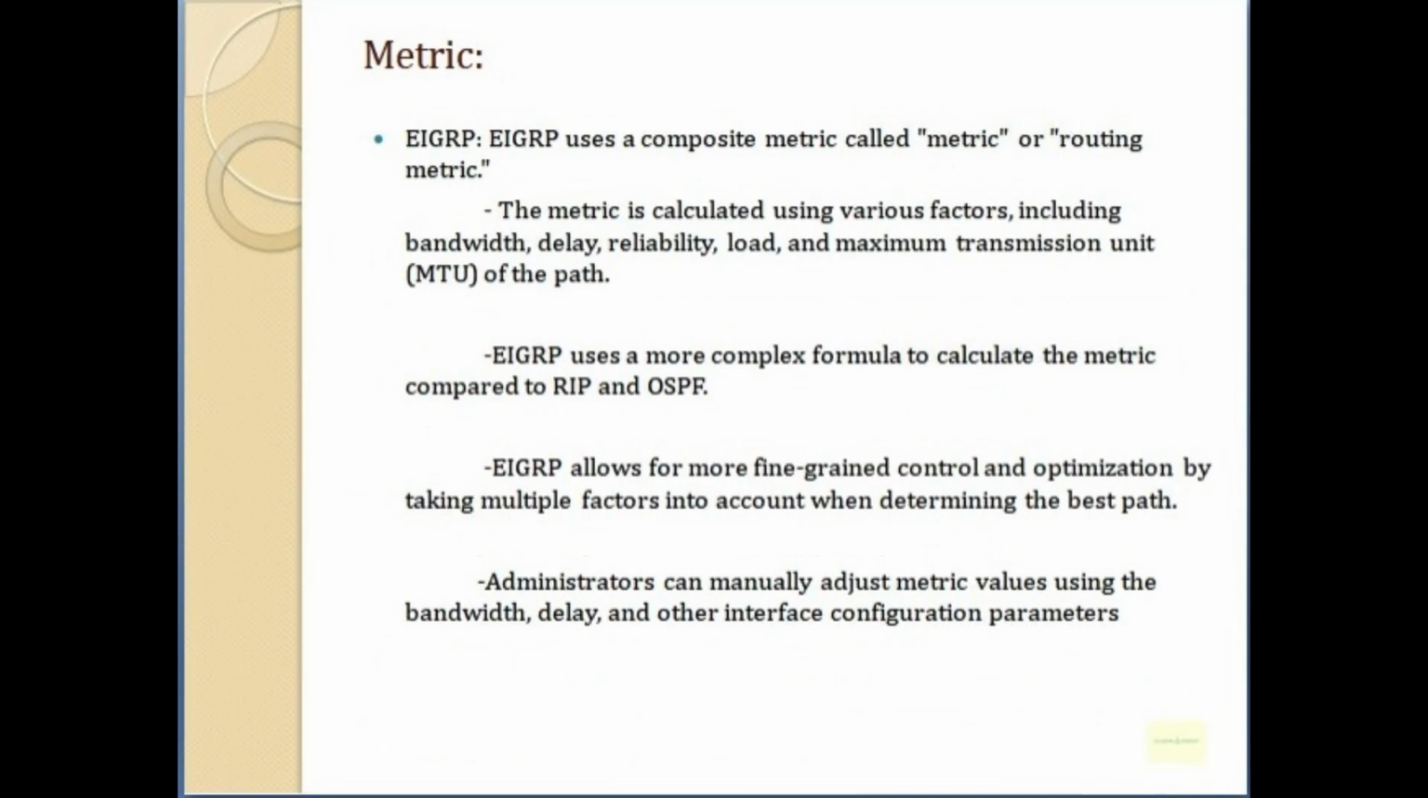Next up, we have EIGRP. For EIGRP, the metric is calculated using many factors such as bandwidth, delay, reliability, load, and the MTU. It uses a more complex formula to calculate the metric compared to RIP and OSPF. This allows for more fine-grained control and optimization by taking multiple factors into consideration when determining the best path. Like OSPF, administrators can manually adjust the metric values using bandwidth, delay, and other configuration parameters.